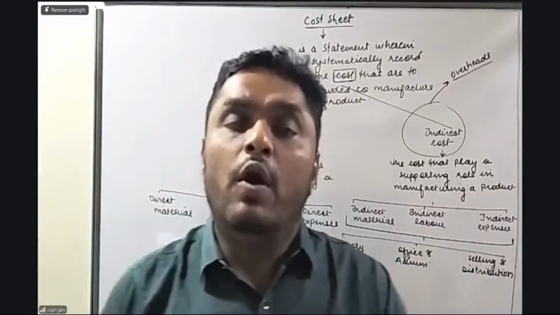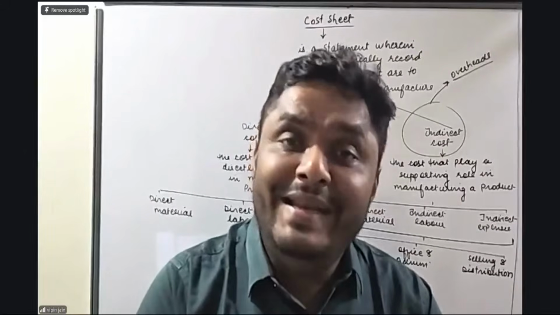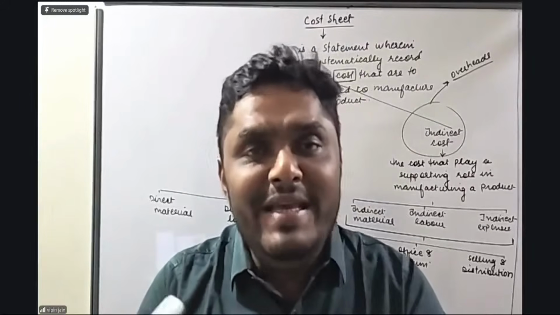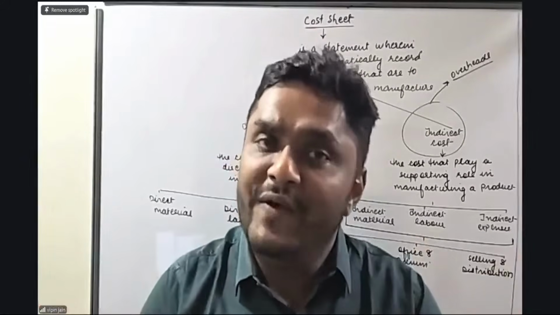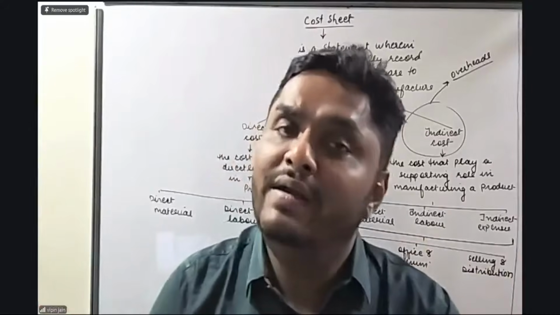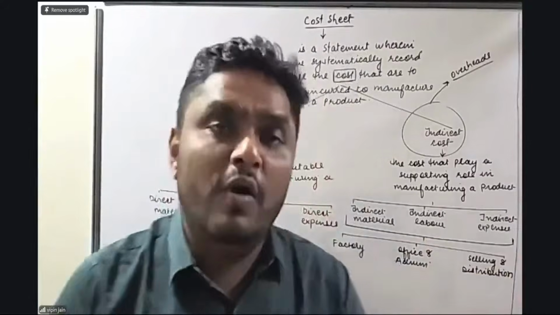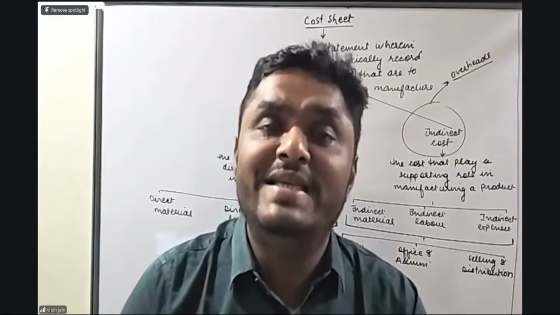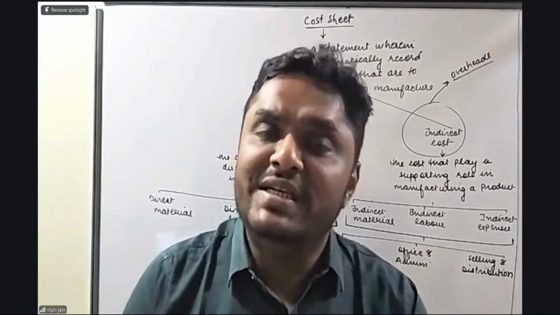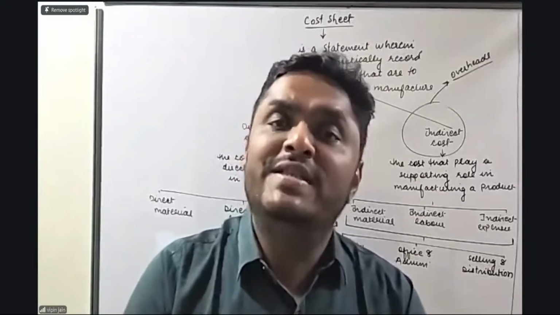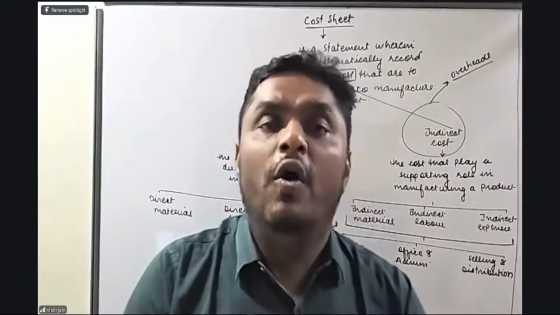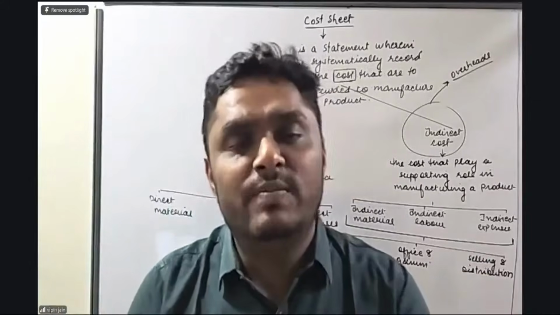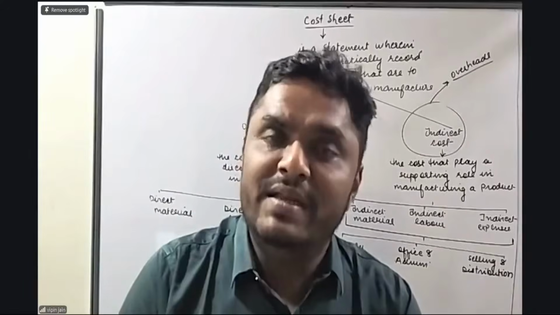When talking about factory, it can be factory rent, factory electricity, factory supervisor salary, any incidental material that is used to manufacture a product. Then, when talking about office and administration, salary paid to the staff, salary paid to the accountant, director fees, audit fees, then postage and telegram, office electricity, office rent, office machinery depreciation. Then selling and distribution also we can say salesman commission, salary to salesman, etc.